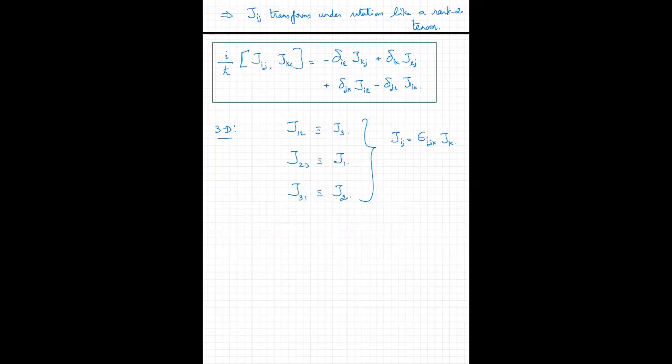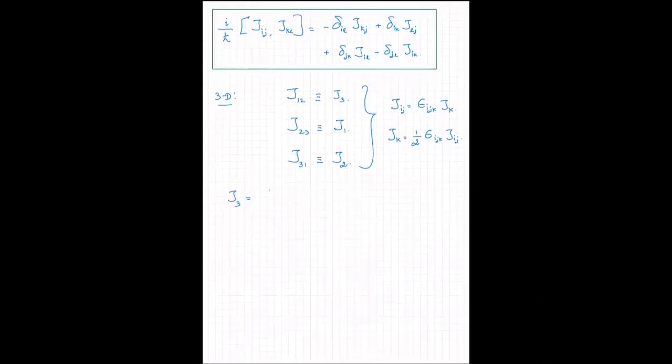I can actually invert this relation and write J_k is equal to 1/2 epsilon_ijk J_ij. Okay, again, this is also something that you can easily convince yourself is true. If you don't believe me, let us evaluate this for a particular value of k. So let us call this J3. Put k equal to 3. What is the right hand side? This is equal to 1/2 epsilon_ij3 J_ij.